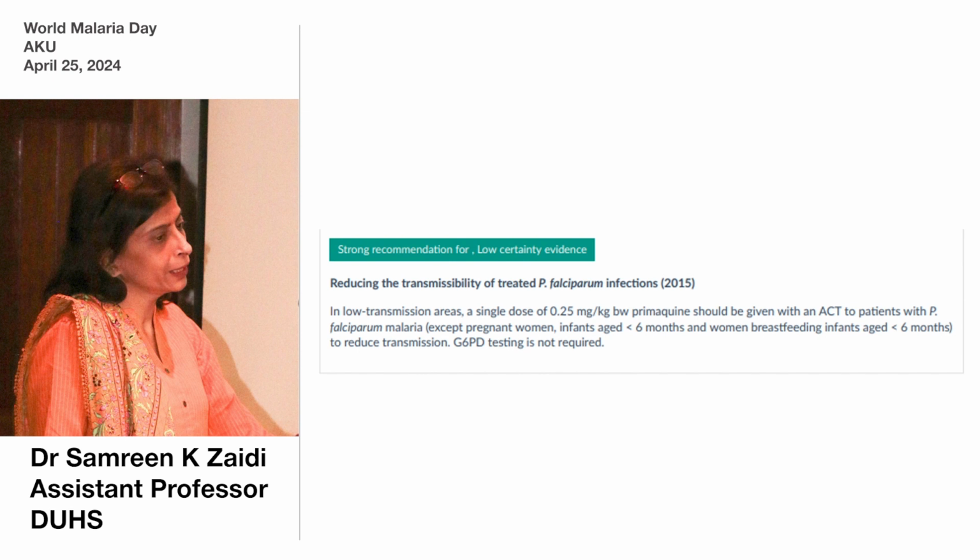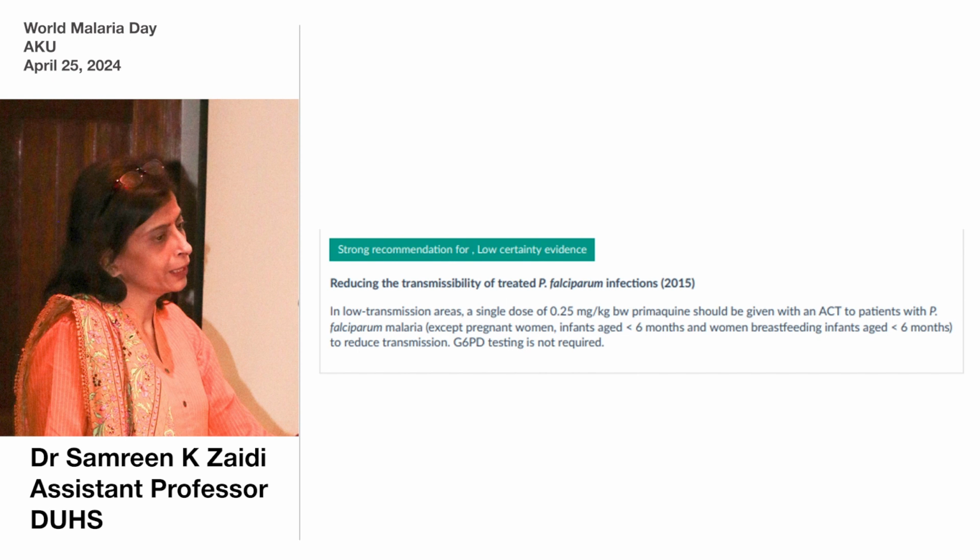Then, a new addition for reducing the transmission of falciparum, because we have seen that they do not cause relapses. To reduce transmission, we should use 0.25 mg of primaquine along with the ACT. And because it's a low, single dose, G6PD testing is not recommended. And remember, primaquine has its own contraindications.